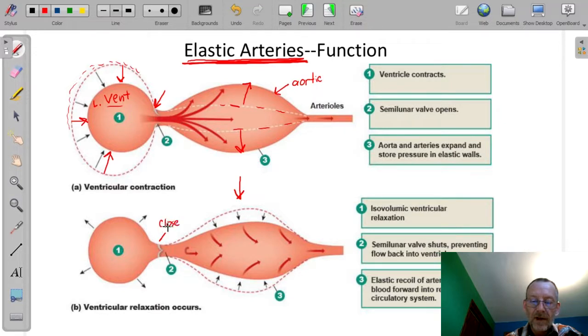This would be the aortic valve, closes, and then the elastic recoil in the wall of these elastic arteries contracts, like the rubber band. And as it contracts, the valve is closed, so it pushes the blood along, and it leaves and just moves on down the vascular system. So those are the elastic arteries.